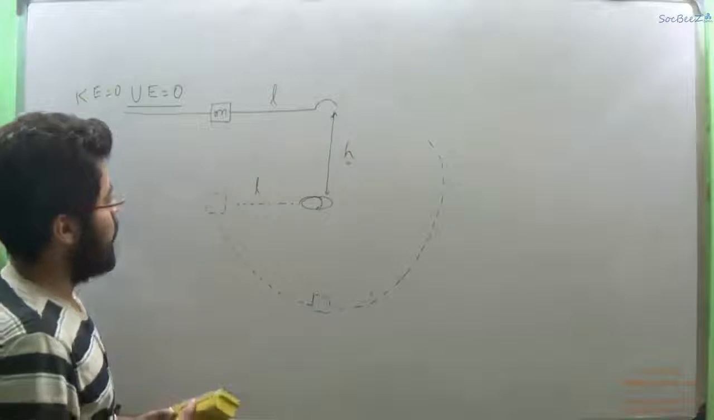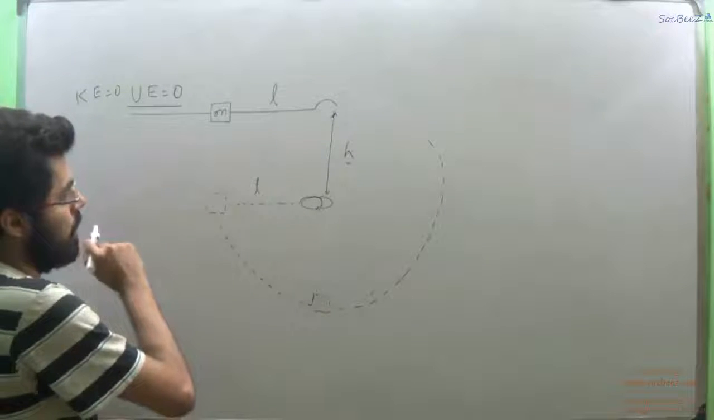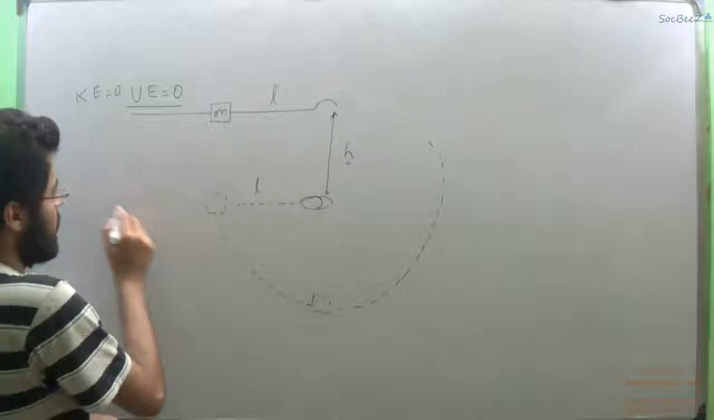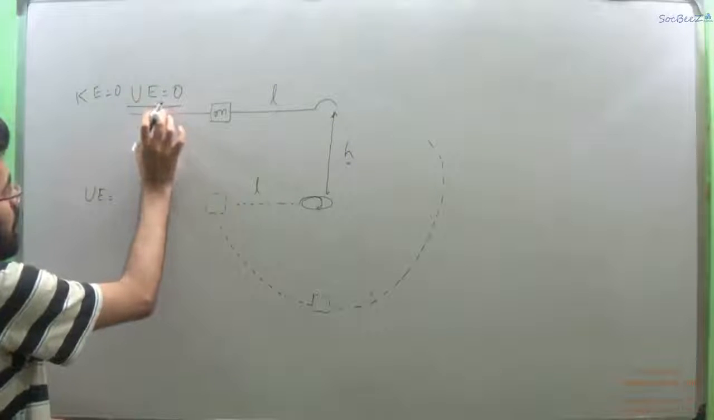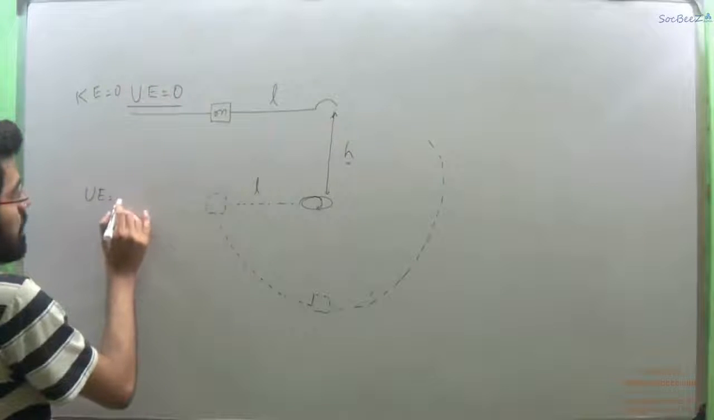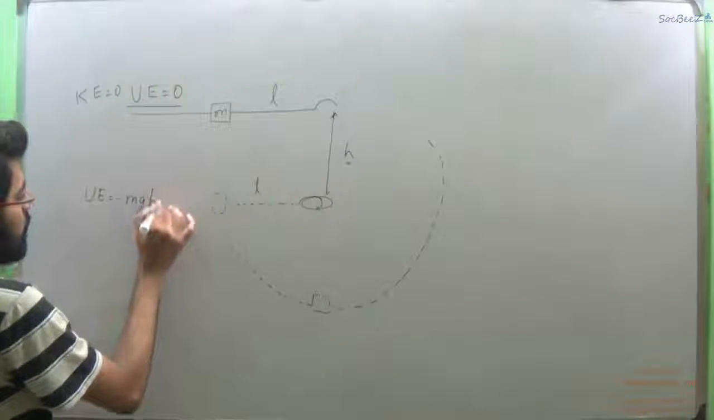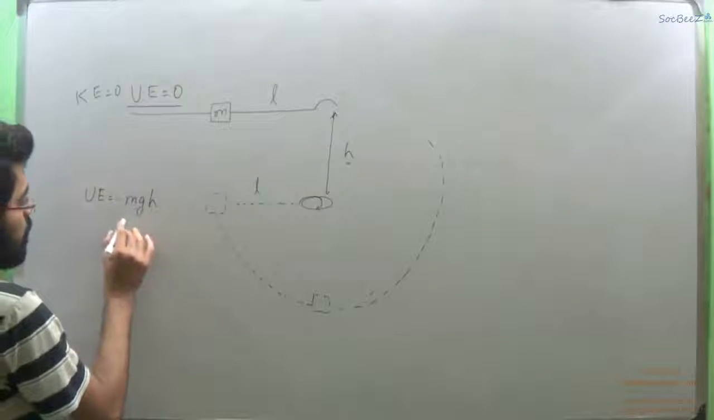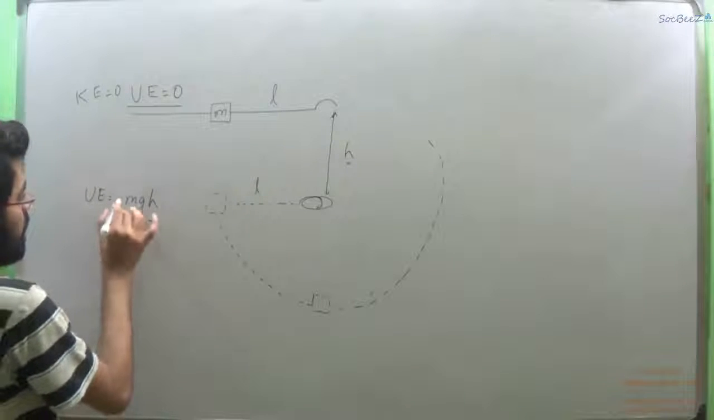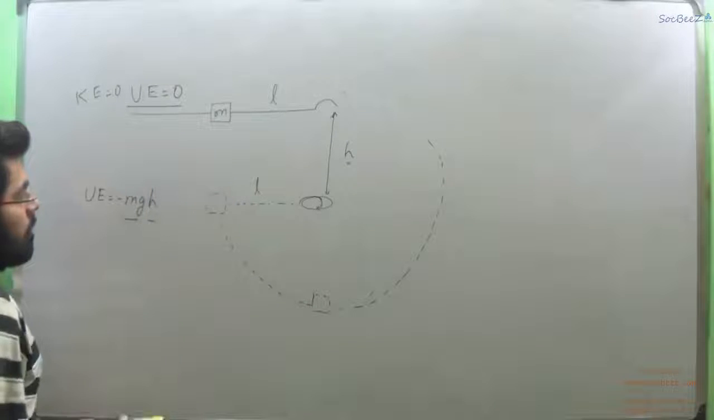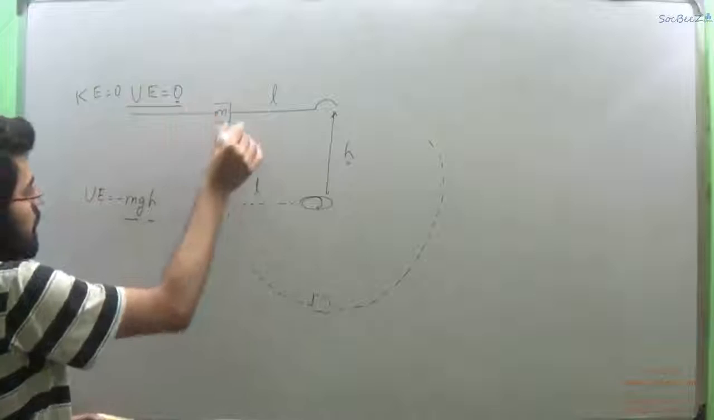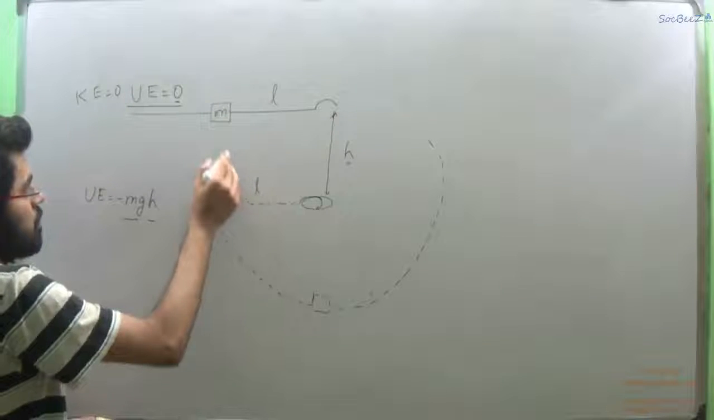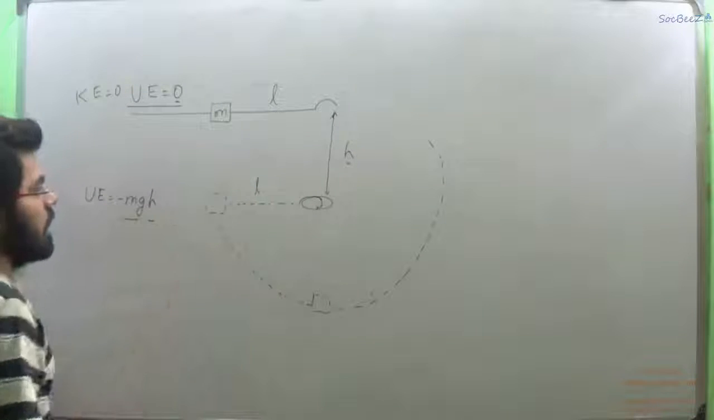Now, let's come to this point at height h. At this point, what is the potential energy in reference to this point? At this point it is 0, it means at this point it is minus mgh, force into displacement, and negative. Because this potential energy is taken as 0, in reference to this position it will always be negative.